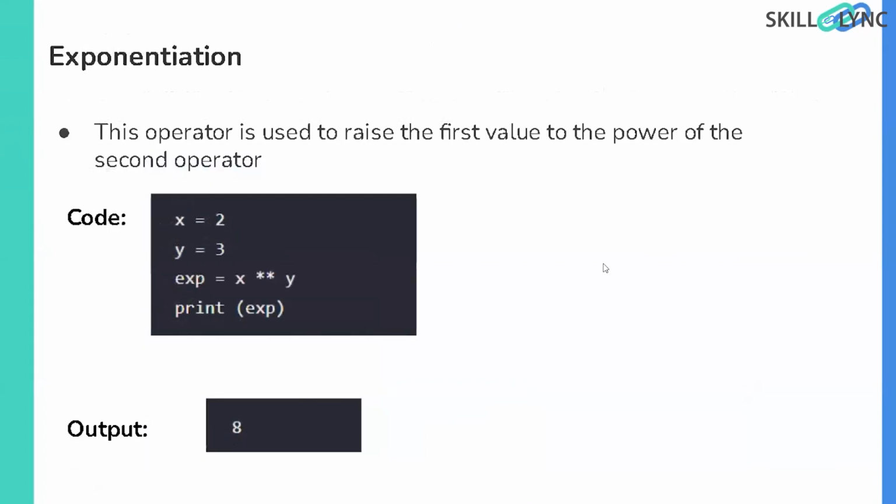And you have the exponent operator. What is the use of the exponent operator? Here in the first line itself, I have written: this is used to raise the first value to the power of the second operand. So what does it mean?